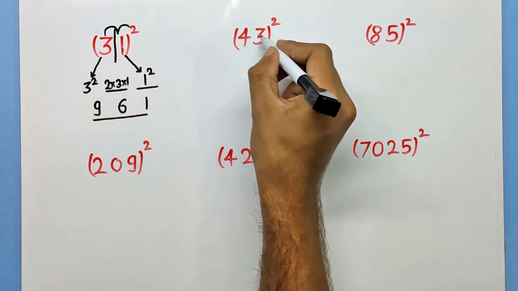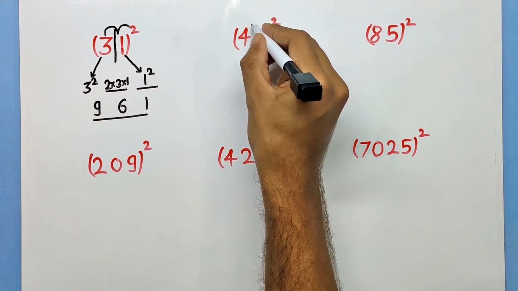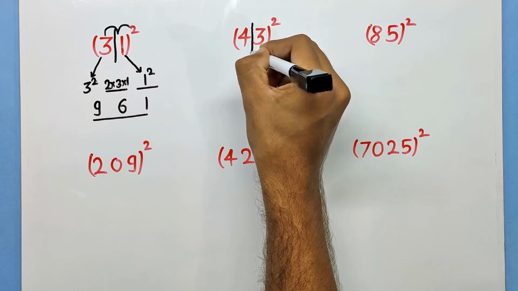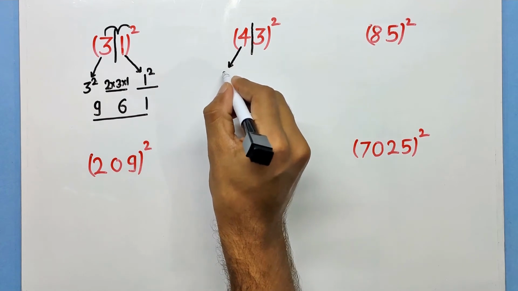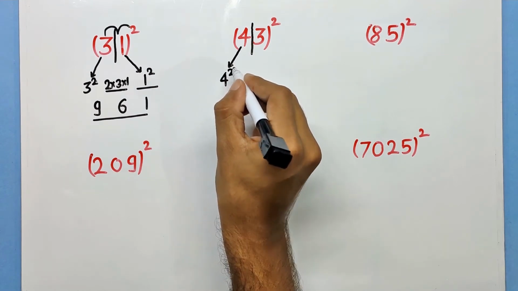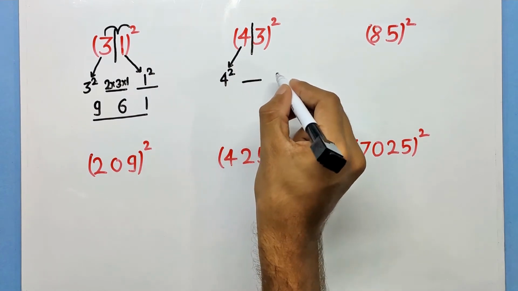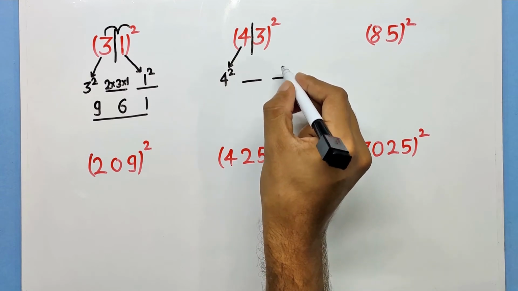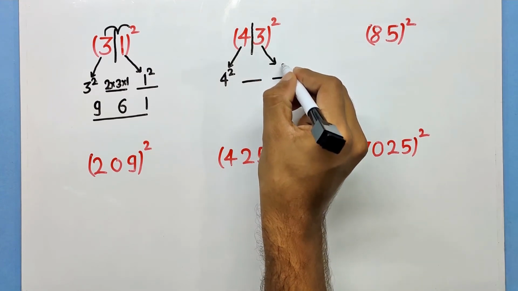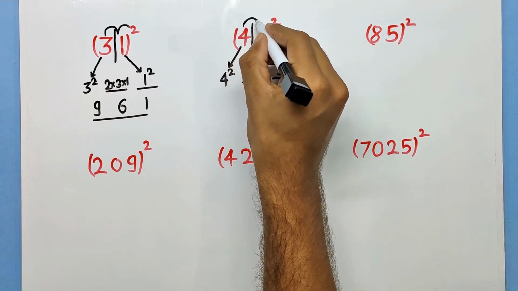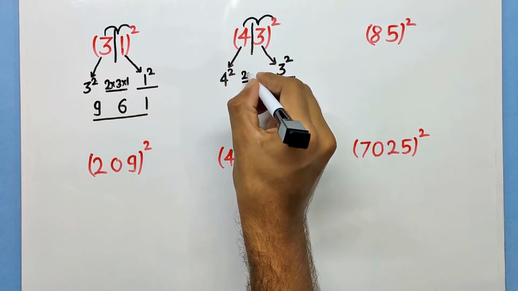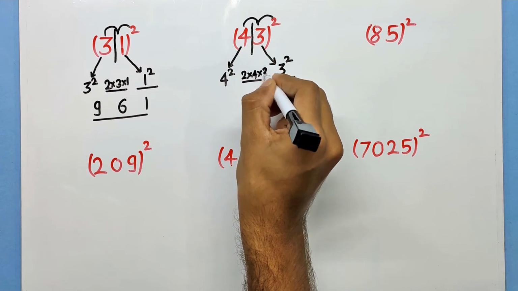Let's find the square of 43 using this method. Let's first make two parts of this number. Let's write the square of 4. Now let's make two places. In this place, we'll square this number. So we'll square 3. And in the middle, we'll multiply these numbers. So 2 times 4 times 3.